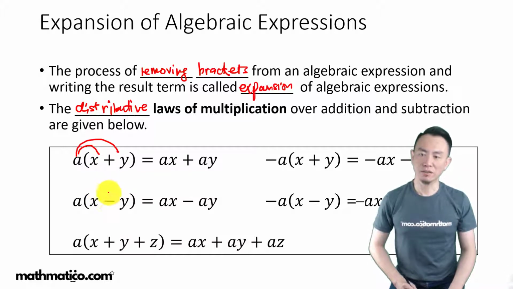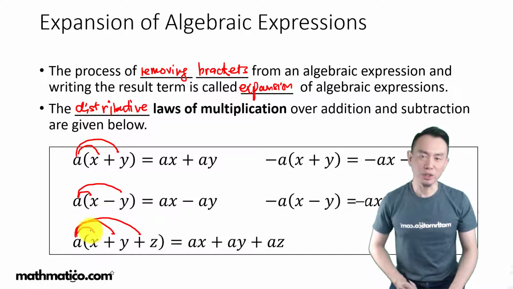If you have, instead of a plus here, a minus, then it's the same thing. You always draw these rainbow lines, I call them, and you have ax minus ay. So a times x minus a times y, and you have this result. If you have three terms, then it's the same thing: a times x plus a times y plus a times z. You just give the a to each of the terms and follow the signs, and you get this result here.